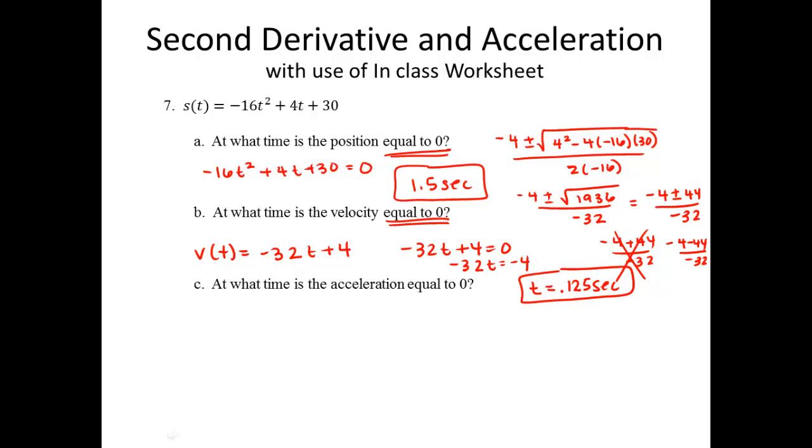Next question, at what time is the acceleration equal to 0? So I need to find my acceleration function, which is taking the derivative of my velocity, or the second derivative of the original, and I get negative 32. Again, this says that I have a constant acceleration, and my constant acceleration means it's constantly negative 32. So to answer the question, when is the acceleration equal to 0, I can proudly say it's never equal to 0 because it's constantly negative 32. So the answer to part C is never.